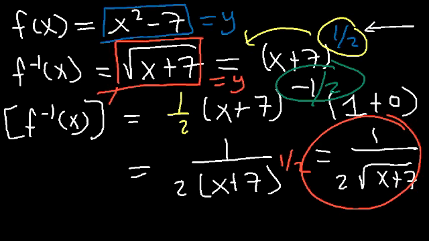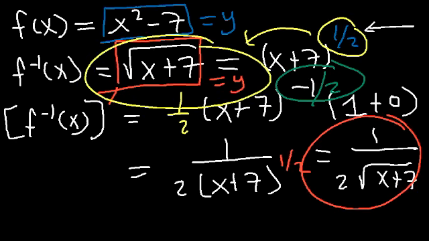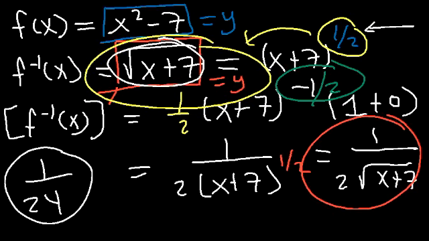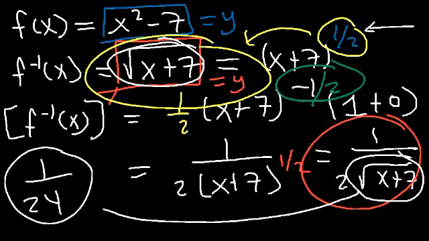So if you want to switch x and y, since you have the derivative of the inverse function, use this one because it's associated with the inverse function. Don't use this, it's not associated with the inverse function. So if we replace the square root of x plus 7 with y, we get the other answer in terms of y. We get 1 over 2y. So this part we can replace with y, and that's going to give us this.